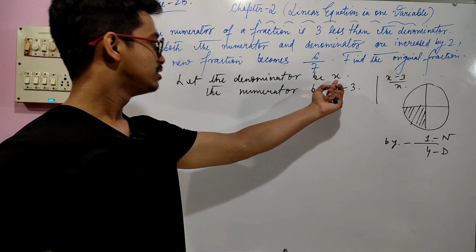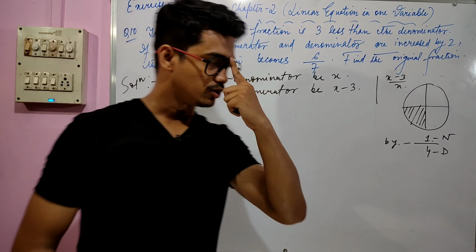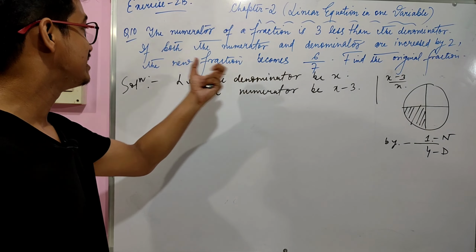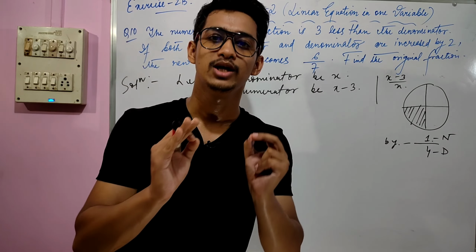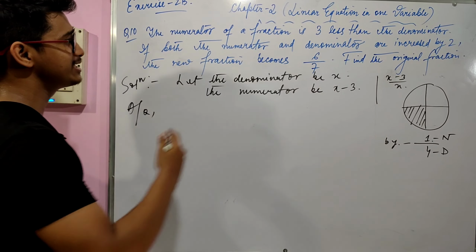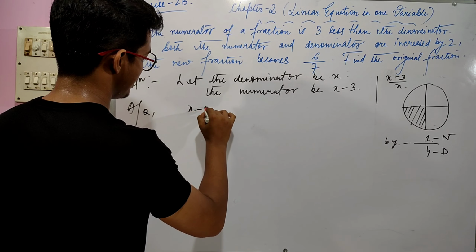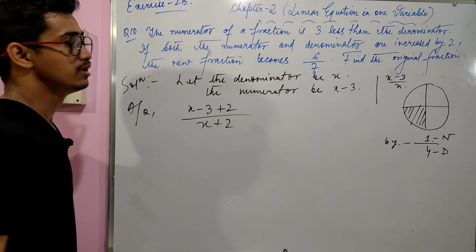So here the denominator is what? x, and the numerator is x minus 3. So the condition is, if both the numerator and denominator are increased by 2, what do we have to write according to the question? The numerator is x minus 3, and it is also increased by 2, and the denominator is also increased by 2.